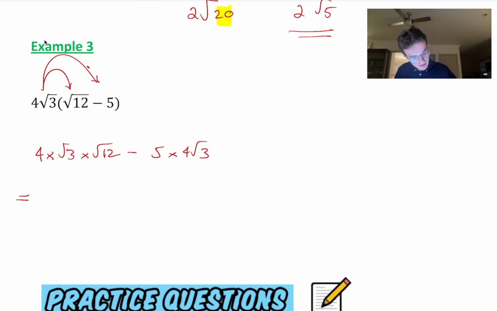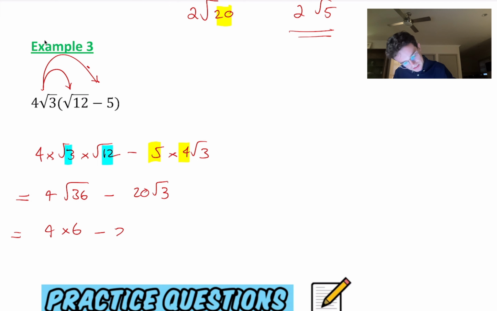Now when we multiply surds, we multiply the big numbers and then the numbers under the square root. 3 times 12. Now 3 times 12 is 36. Minus, we multiply the big numbers first. 5 times 4 is 20, root 3. Now the square root of 36 is 6, so this is 4 times 6 minus 20 root 3. And 4 times 6 is 24, so 24 minus 20 root 3.